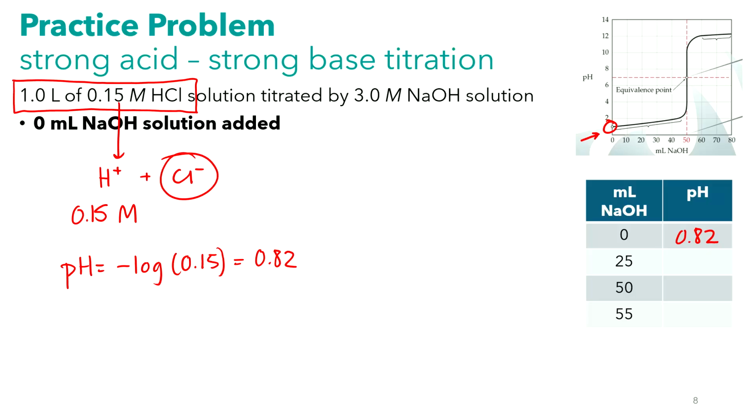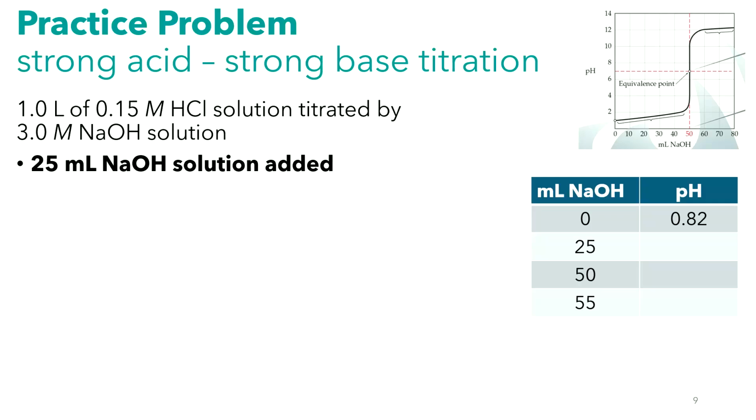But now I'm going to start adding in some NaOH, okay? So that's what we're going to do on the next slide. Now we are into our titration, okay? Now we're here on the titration curve. We're at that 25 mils, okay? And I want to know the pH when I add in that 25 mils.